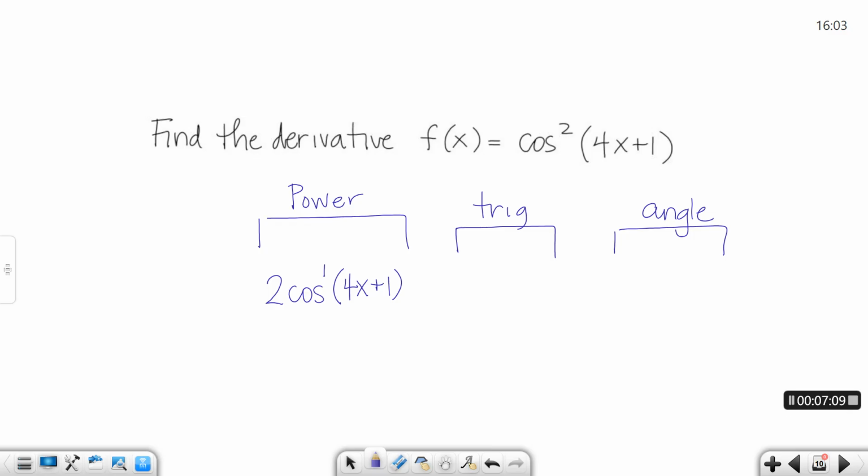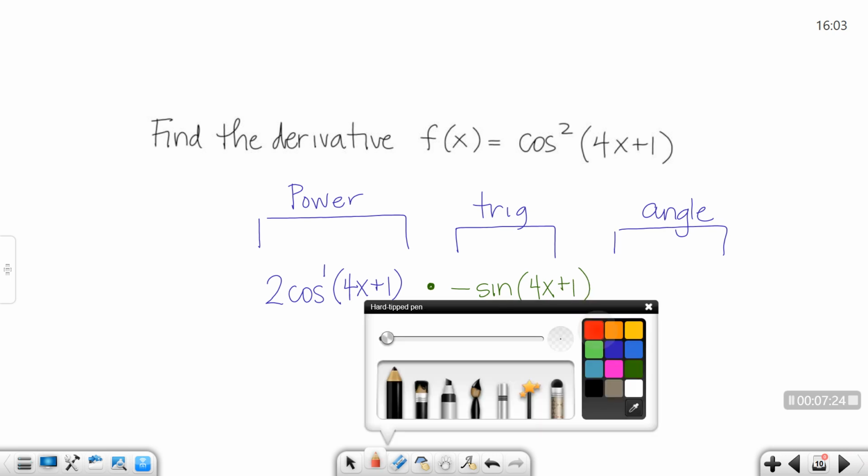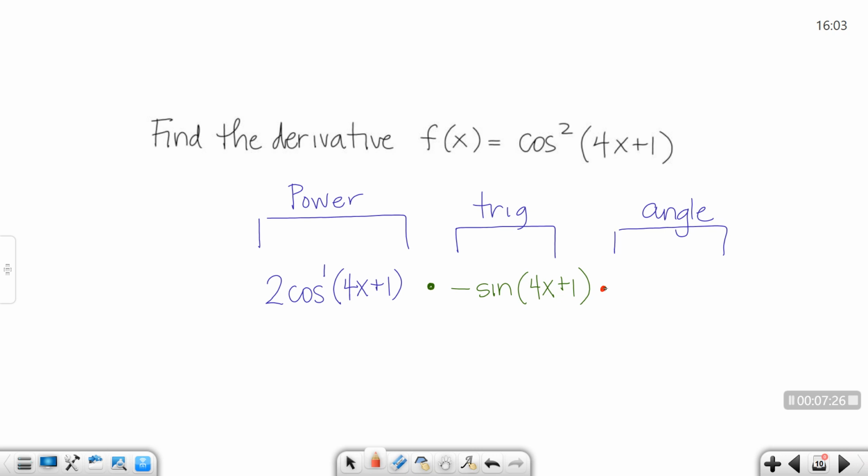Okay, so the trig part of this one is you're going to take the derivative of cosine. Well, the derivative of cosine is negative sine of the angle. Then you're going to take the derivative of the angle. So the derivative of 4x plus 1 is just a 4. Now that's how it would look.